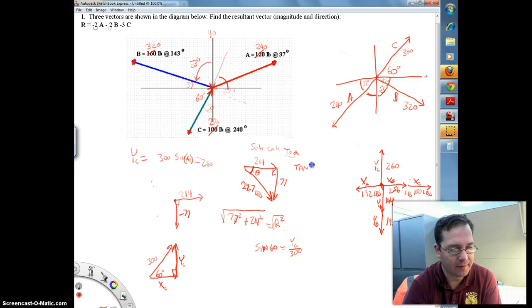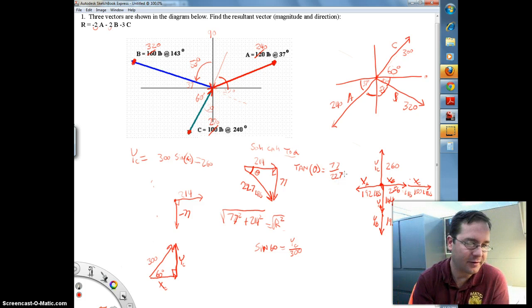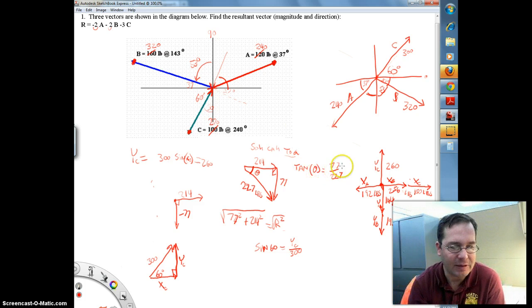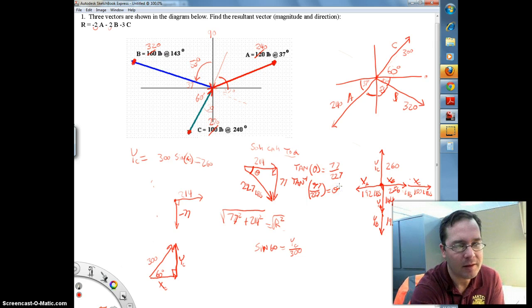So, tangent of theta equals 77 over 227. But the problem is we're trying to find theta. We know the ratio. Recall that when the tangent machine is working backwards for you, we take the inverse tangent, or sometimes you'll hear it called the arctangent. Arctangent of 77 over 227 is going to equal angle theta.